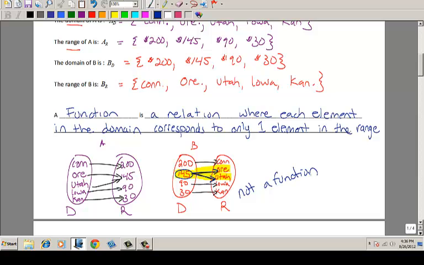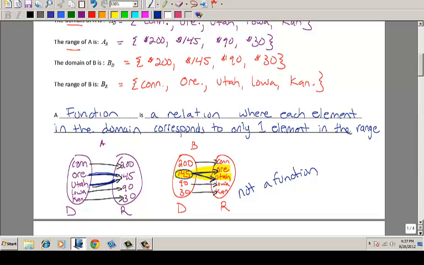Let's look back at relation A and determine if relation A is a function. Well, notice here, each domain value only corresponds to a single range value. Okay? Again, if we look closely, both Oregon and Utah have a range value of $145, but if we think of it in terms of the computer example, if I ask my computer, I'm in the state of Oregon, how much money would I have to pay for my fine? The computer would say $145.